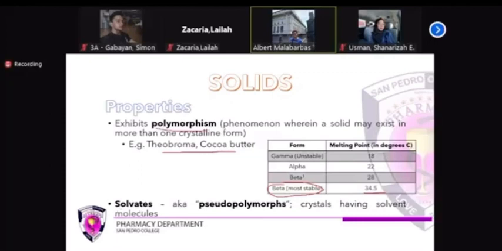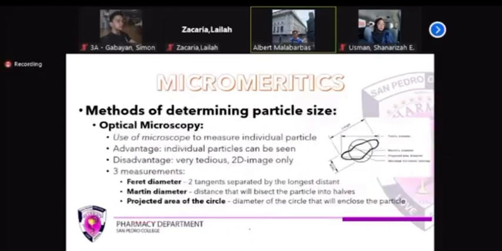On the other hand, we have your solvates, also known as pseudopolymorphs. These are crystals having solvent molecules. Those that have solvent content are solvates. But when water is the content, particularly, it is what we call your hydrate. Okay? Different solvents may apply, but when it is water, hydrate.